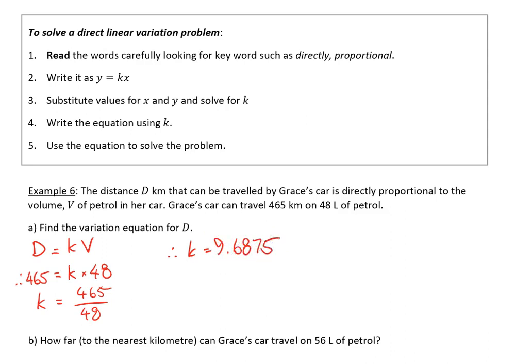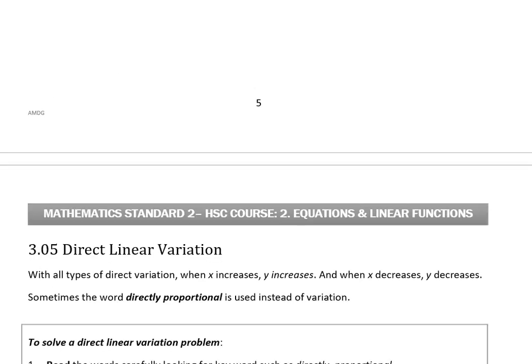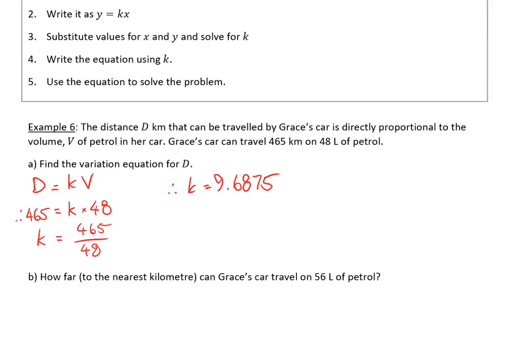9.6875. Not done yet. I've found k, but I need to rewrite that as saying that, therefore, D equals 9.6875 V. Okay, so I've got a formula now, really, to calculate how far I can drive for various amounts of fuel.